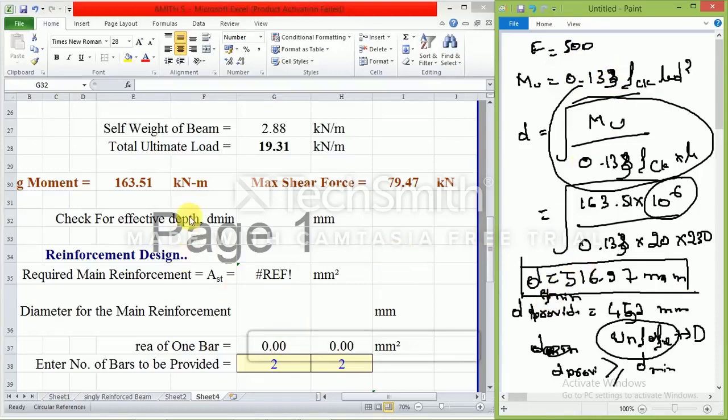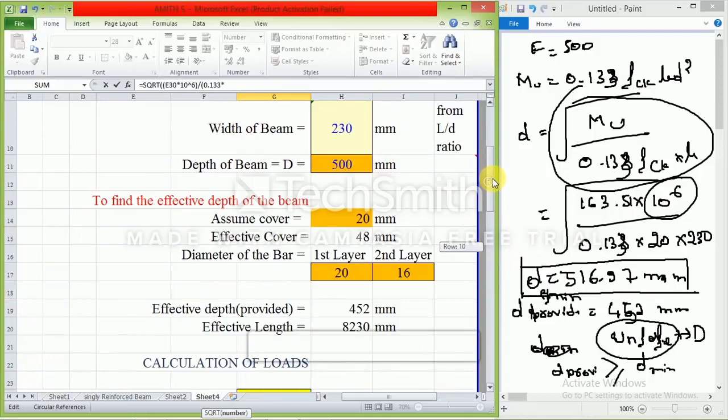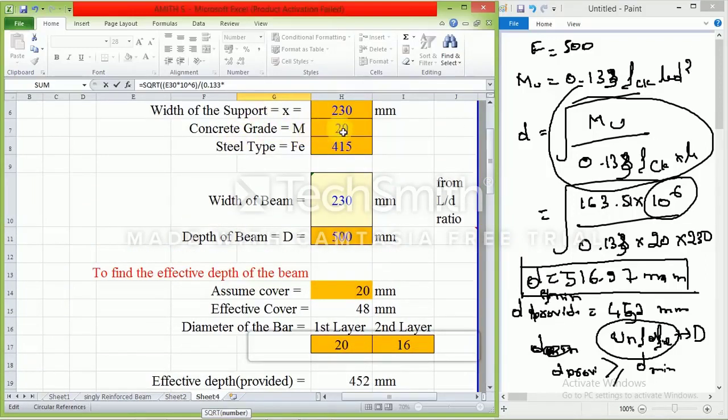Okay, 0.138 for Fe415 steel, it is 0.133. So I am applying the formula: I am opening the two brackets and this into 10 to the power 6, closing the bracket. Before that I need to write square root of Mu, that is the maximum bending moment, divided by, opening the bracket again, 0.133 into fck. What is fck? That is the grade of the concrete.